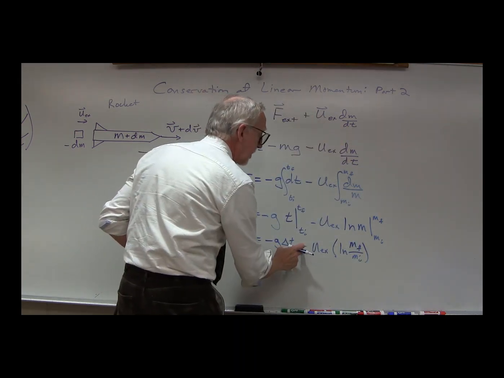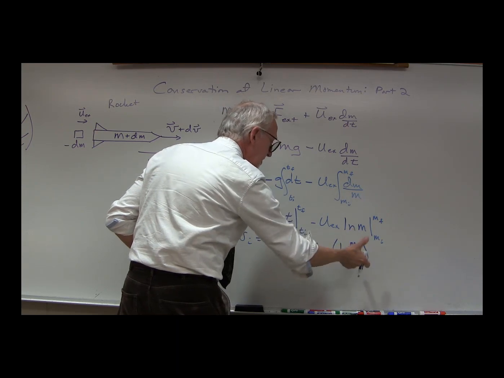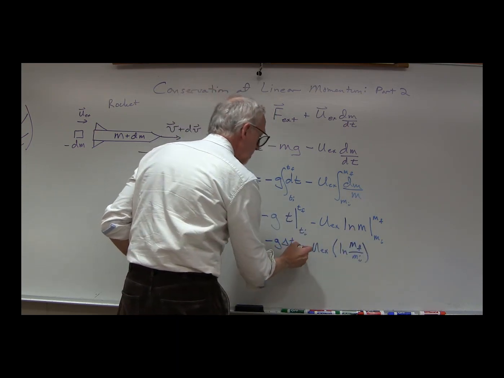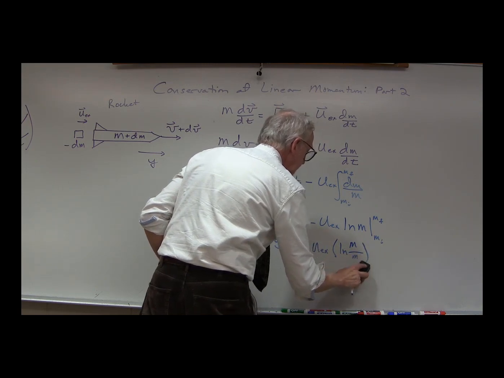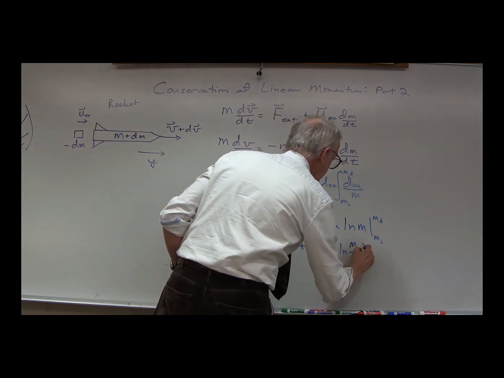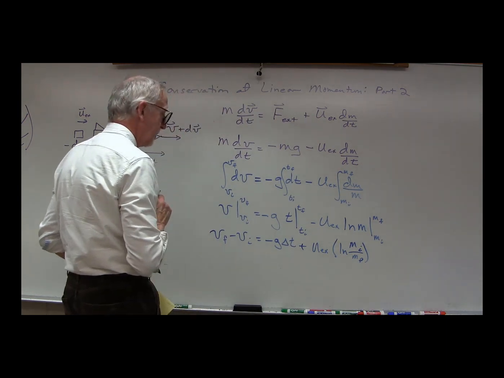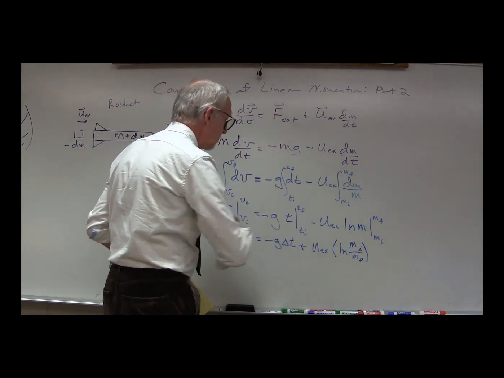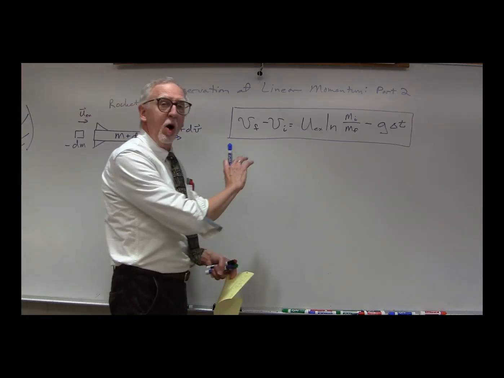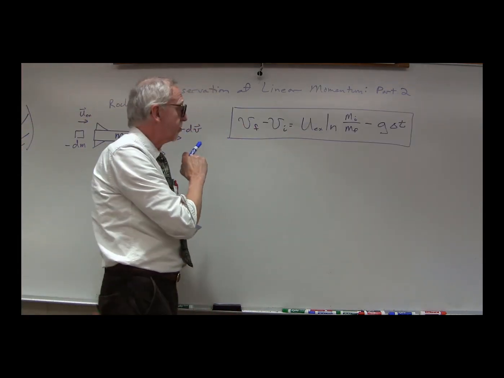So we've got a negative sign. We'll pull that into the log and flip the masses around. So we'll make this plus and make this initial over final. Okay, there we go. And there is our final result. Let's get rid of this and rewrite that. Okay, let's take a look at this final result.